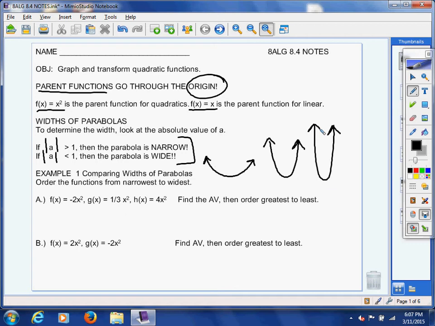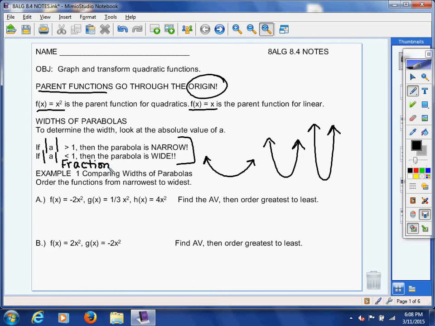So parabolas come in different widths. Some are very, very wide and some are very, very narrow. If it's narrow, then the absolute value of A is bigger than 1, okay? If it's pretty wide, then the absolute value of A is less than 1. It's a fraction, okay? So think less than 1. It's not going to be negative. It's just going to be a fraction or just a little tiny decimal of some sort, okay?